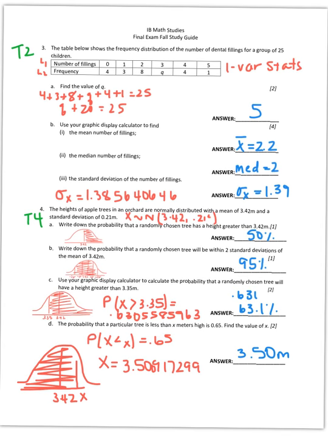Number 4 is topic 4. So we're talking about normal curves and the height of apple trees being normally distributed. So this is the notation for normal distribution. Remember, x is normally distributed with a mean of 3.42 meters and a standard deviation of 0.21 meters. That's a little squared up there. That's just how we write it out.